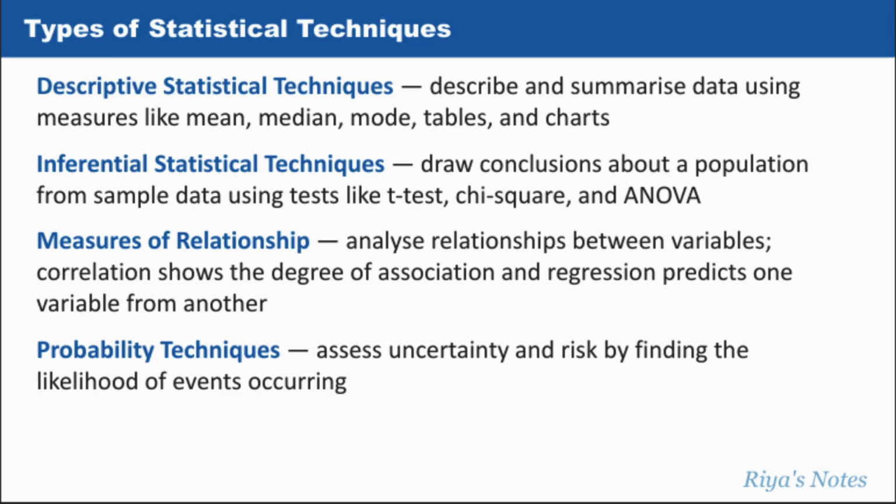Types of statistical techniques. Descriptive statistical techniques describe and summarize data using measures like mean, median, mode, tables, and charts. Inferential statistical techniques draw conclusions about a population from sample data using tests like t-test, chi-square, and ANOVA. Measures of relationship analyze relationships between variables. Correlation shows the degree of association, and regression predicts one variable from another. Probability techniques assess uncertainty and risk by finding the likelihood of events occurring.